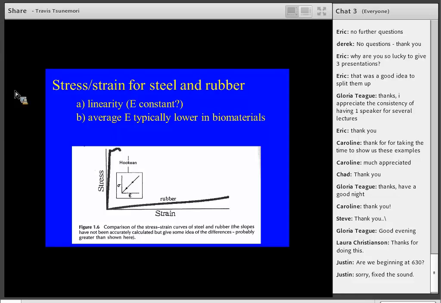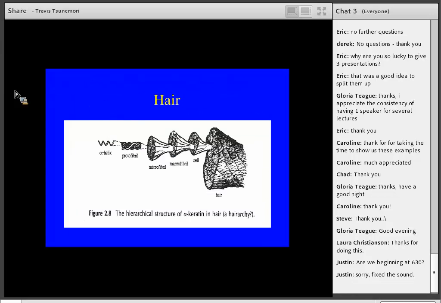And again, the E is pretty constant over most of that area for steel. So you have a single E that's defined. It's a bit harder to define an E. It's more like the whole curve for the rubber.